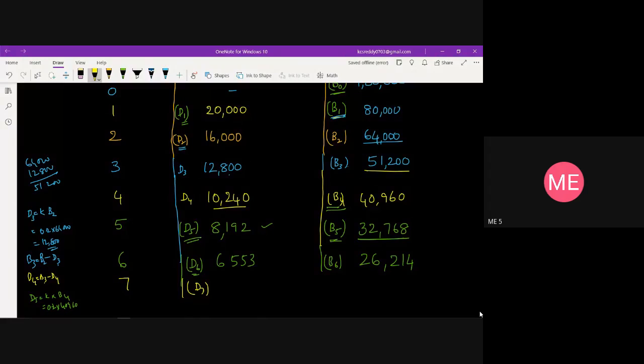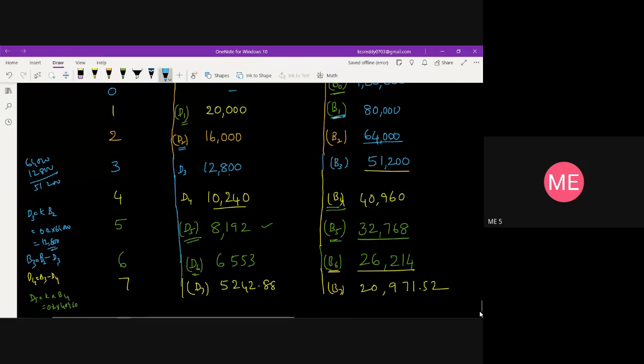D7 is nothing but K into B6. So the B6 value is 26,214, multiplied by 0.2. That will give 5,242.88, if you don't round it; I will take these decimals also. Then it will give 20,971.52. This is B7.